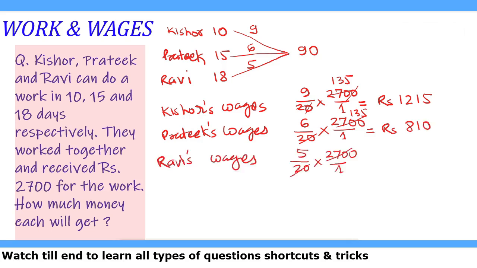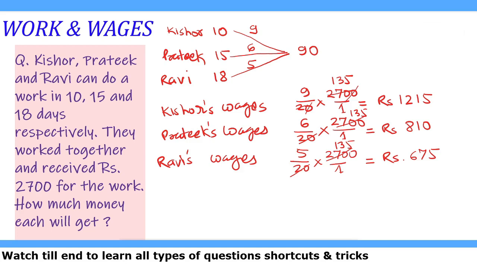Ravi's wages are 5 upon 20, as he completes 5 parts out of 20 parts per day, multiplied by 2700. And 20 divides 2700 for 135 times, and 135 multiplied by 5 equals rupees 675. So 2700 can be divided among Kishore, Pratik and Ravi as rupees 1215 for Kishore, rupees 810 for Pratik and rupees 675 for Ravi.